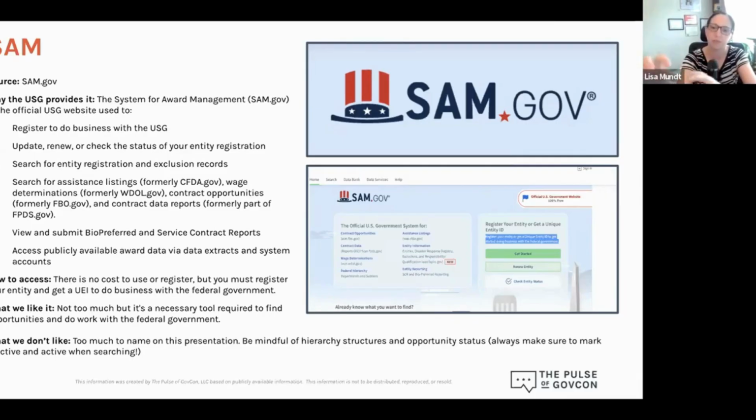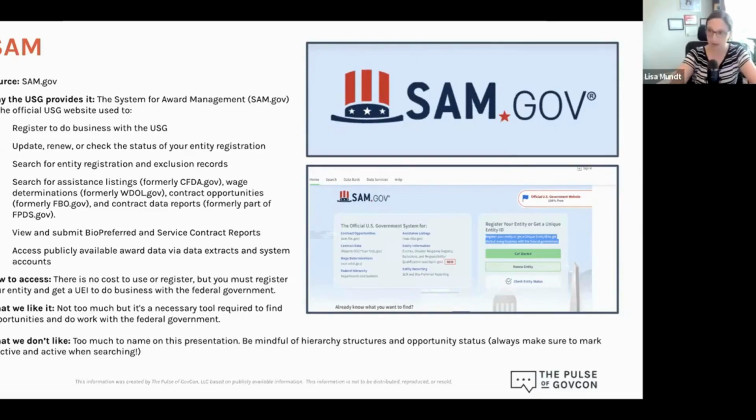So there's parts of former FPDS.gov as well. The intention was that FPDS was going to roll fully into SAM. That was the intention. That's what was announced, but that is not what the actuality is. So there's only components of FPDS.gov, which is why you still have to go to FPDS to do some real contract data reports. You can view and submit bio-preferred and service contract reports and access publicly available award data via the data extracts and system accounts.